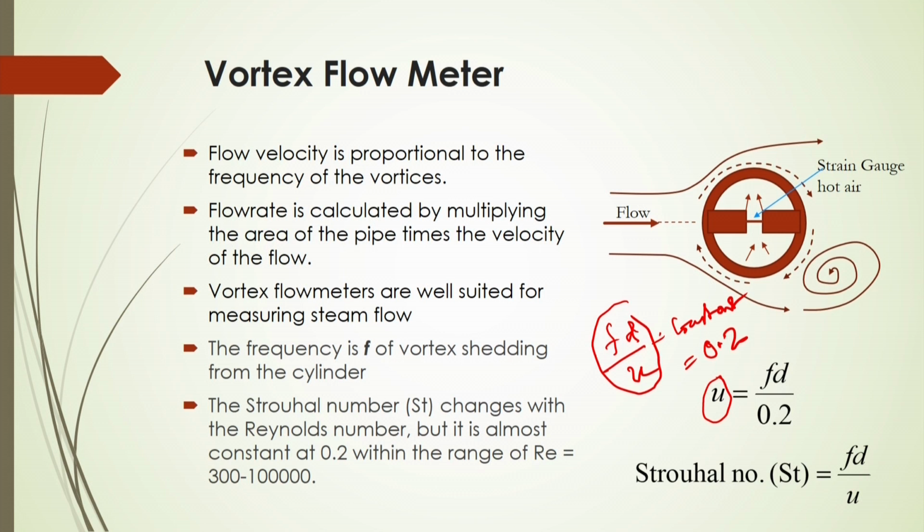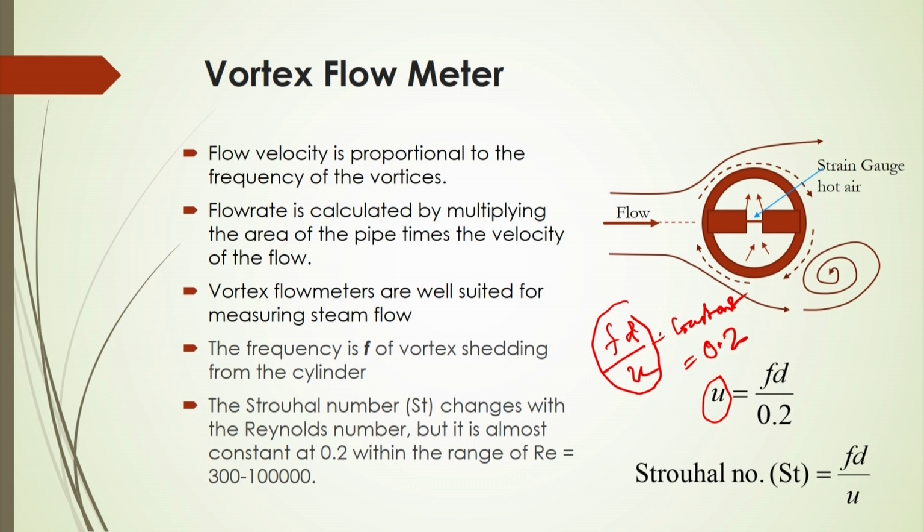This Strouhal number changes with the Reynolds number, that means with the velocity of the fluid, the properties of the fluid, and also the geometric variables of the pipe. Within the Reynolds number range of 300 to 10,000, the Strouhal number is constant, almost equal to 0.2. So, based on this we can calculate the velocity.